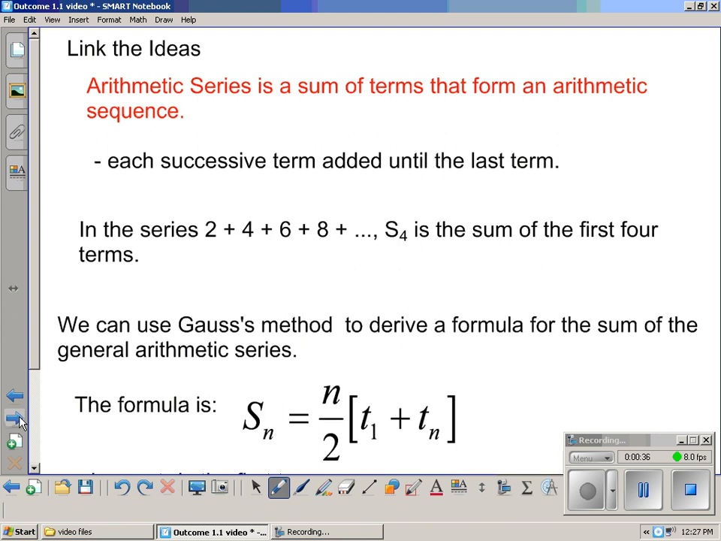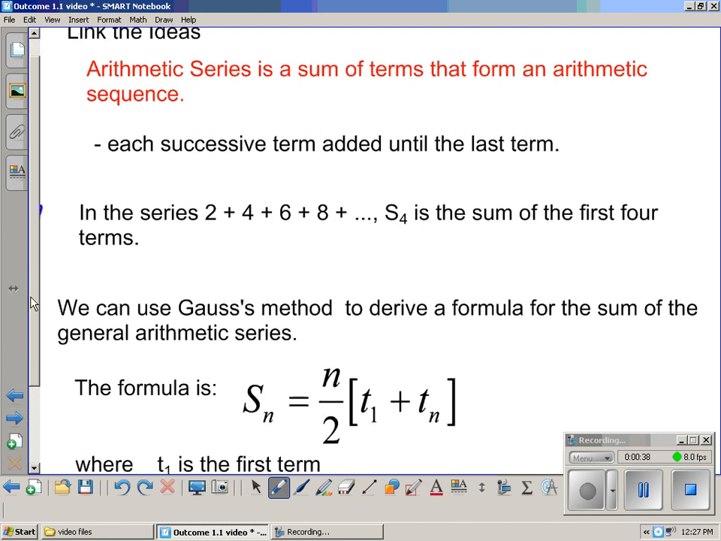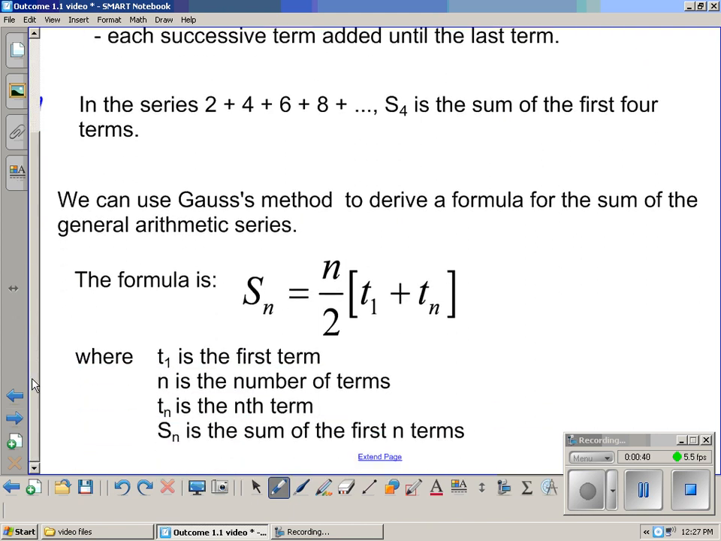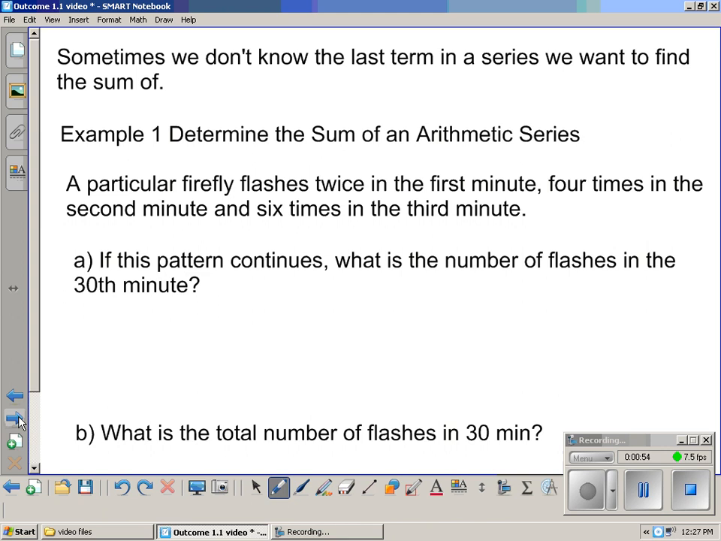We can use a formula to find the sum of a general arithmetic series. So Sn, the sum, is equal to n divided by 2 times (T1 plus Tn), where n is the number of terms, T1 is the first term, and Tn is the last term. Sometimes we don't know the last term of the series and we want to find the sum.